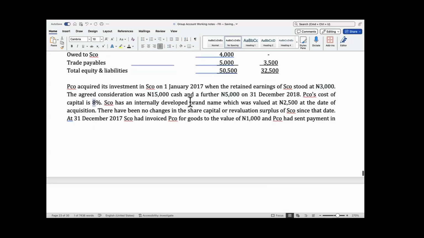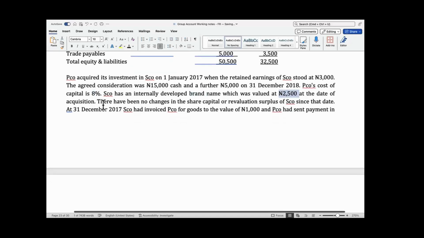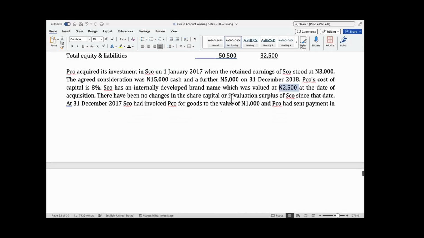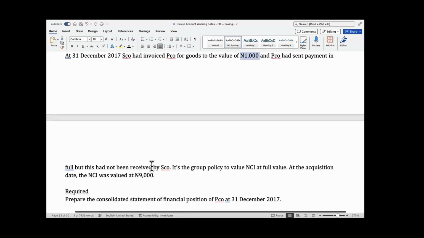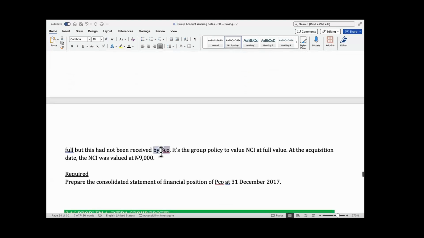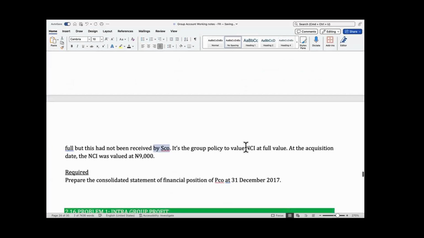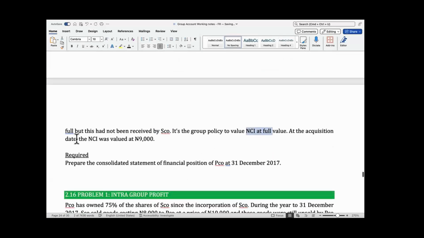ESCO has an internally developed brand name, which was valued at 25,000 at the date of acquisition. There have been no changes in share capital or revaluation surplus of ESCO since that date. At 31st December 2017, ESCO had invoiced PICO for goods to the value of 1,000, and PICO had sent payment in full, but this has not been received by ESCO. It's the group's policy to value NCI at full fair value. At the acquisition date, NCI was valued at 9,000.